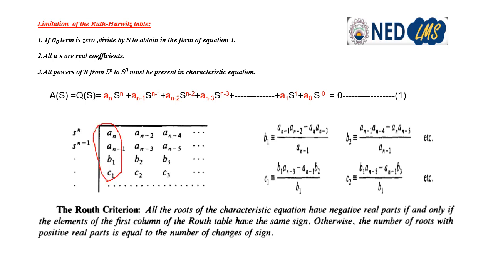these terms, the first column of the Routh table, have the same sign, then the system will be stable. If there is a sign change in the first column, then we say that the system is unstable. And the number of times the sign changes represents the number of poles on the right hand side of the S-plane. So if we have two sign changes, it means we have two poles in the right hand side of the S-plane, and the system obviously will be unstable. So this is a method to find the stability from the Routh table: if all the elements in the first column of the Routh table have the same sign, then the system will be stable.